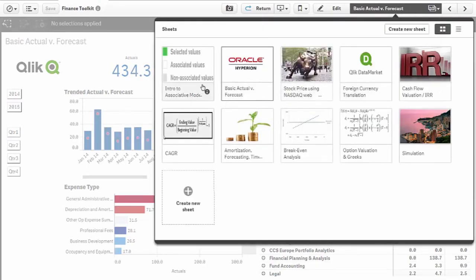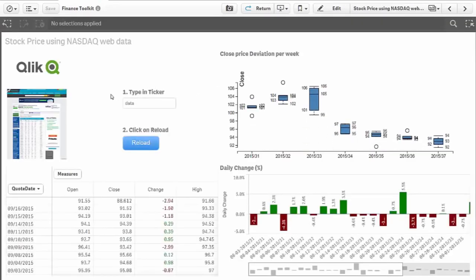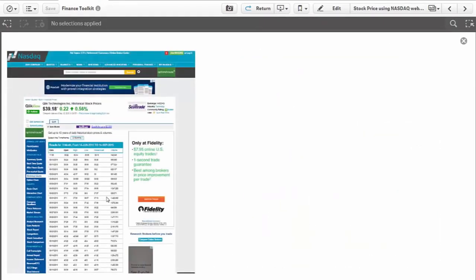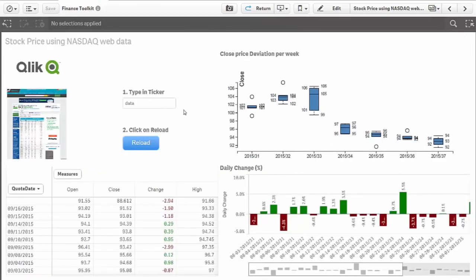We're actually going to walk through several more tabs of analysis. And I'm going to start with the stock price analysis. In this particular case, there's an HTML table that's available out on NASDAQ. And what I want to do is I want to take this data, bring it into Qlik, and I want to analyze it in my own particular customized way. So I've done this, and it's been very simple.